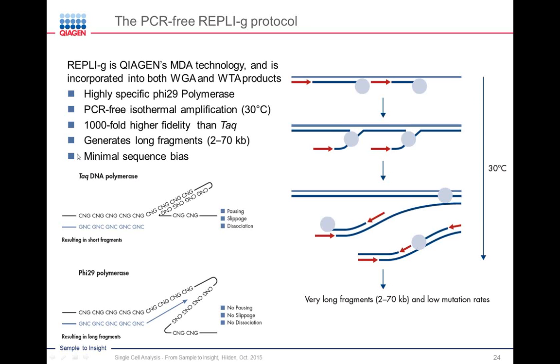The final thing about this polymerase, which I've already touched on, is that because it is so processive, it has very little sequence bias. And what I mean here is that if there's any sort of secondary or tertiary structures in your genomic DNA or in your cDNA, this enzyme really doesn't care. It will read through almost anything without slipping, without pausing, without dissociating. So this produces very long fragments.